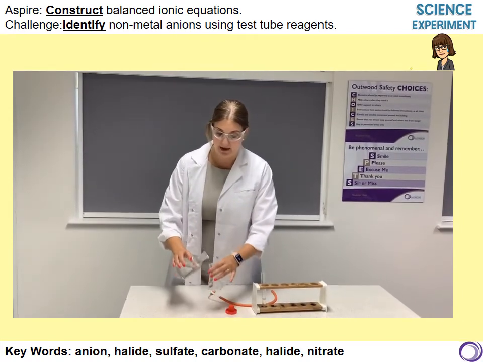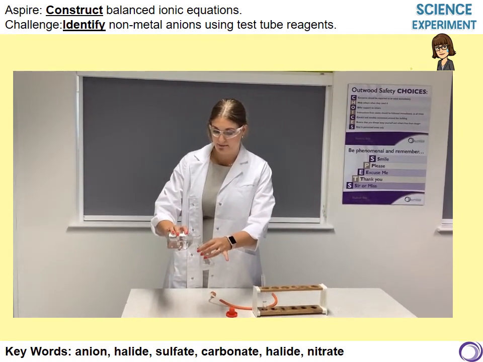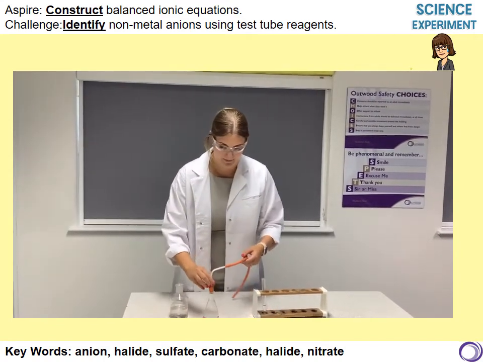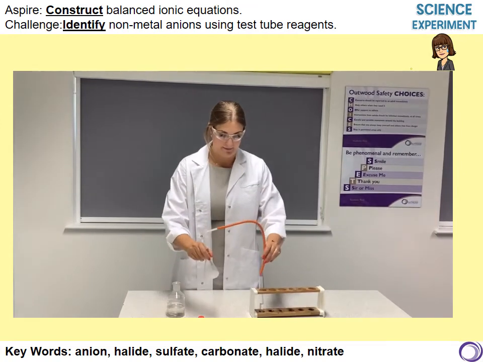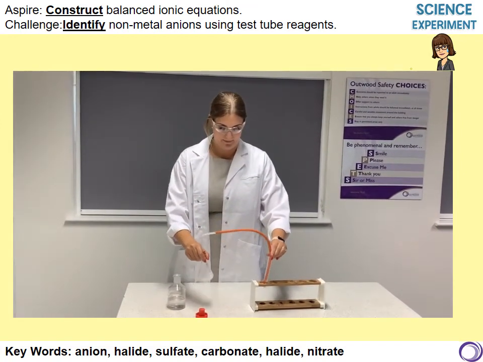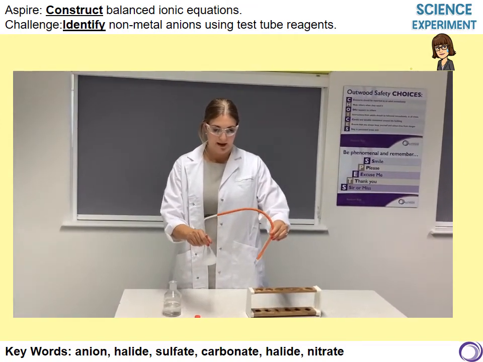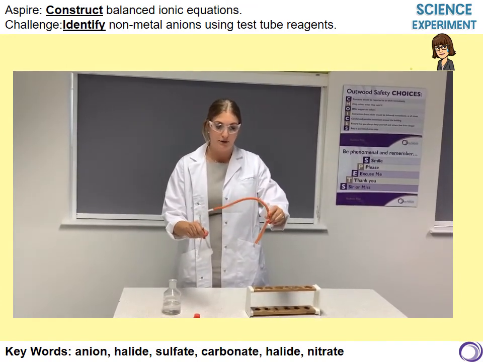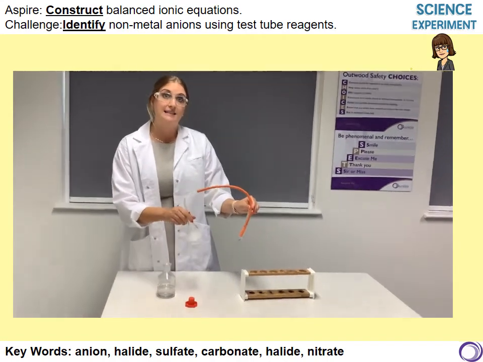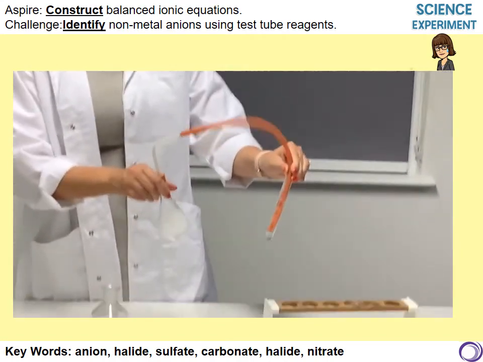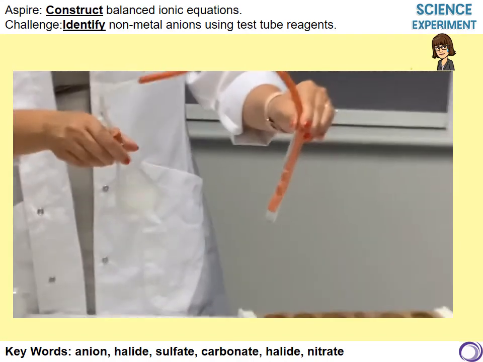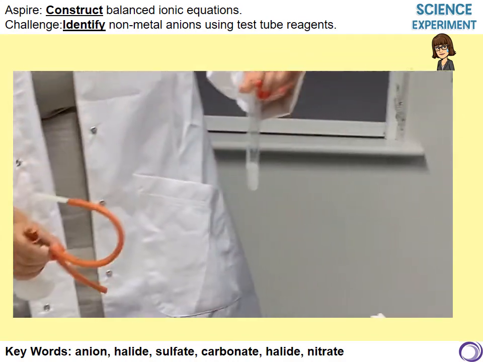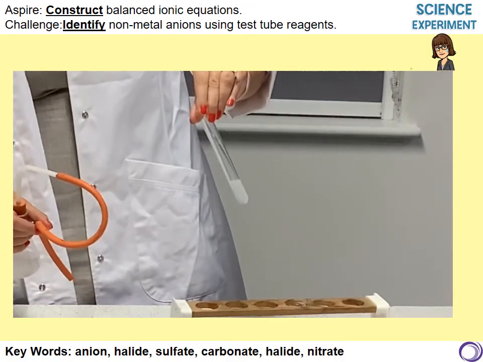So I'll just add my acid. And as that's bubbling through, we should start to see the lime water sample turning cloudy. And that is the positive test for carbonate ions. And it looks like it has turned. So if I move the tube out, we should be able to see it more clearly.